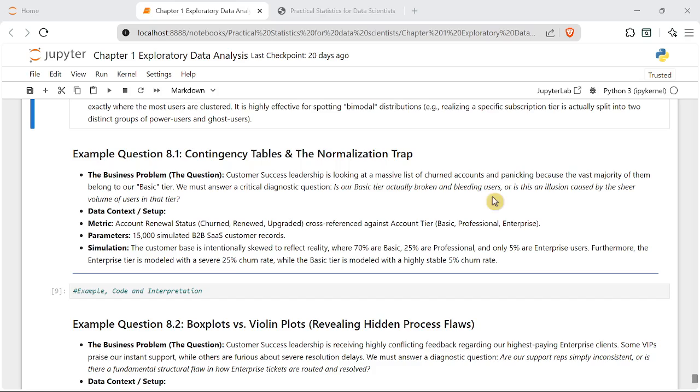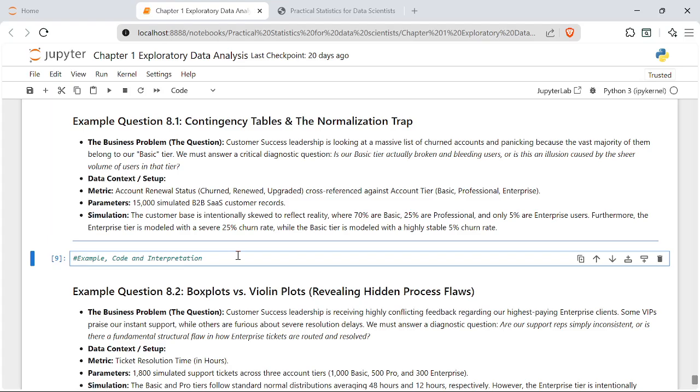Let's jump into Python and build a contingency table, and I will show you exactly how looking at the raw counts creates a massive strategic trap, and why normalizing your data into percentages is the only way to uncover the truth. So let's start to code.